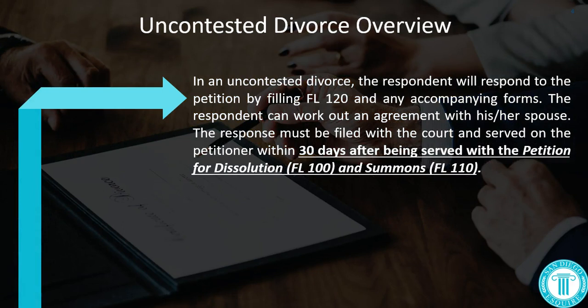So next we're going to talk about an uncontested divorce. An uncontested divorce occurs when the respondent does file FL-120 within the 30 days. So this allows both parties to come to the table, discuss any issues they might have, and reach a resolution. Once they reach that resolution, they could draft a marital settlement agreement and have it incorporated or attached to their final judgment to be submitted to the court for the judge's approval.